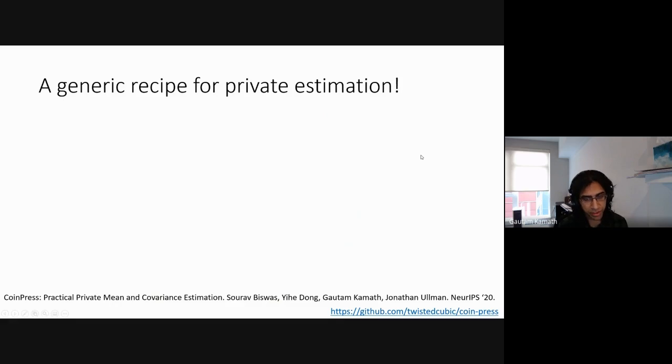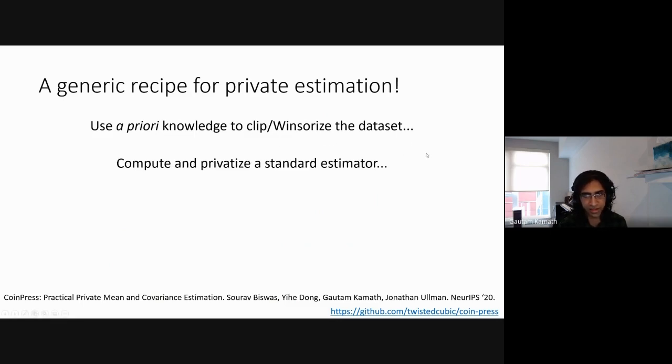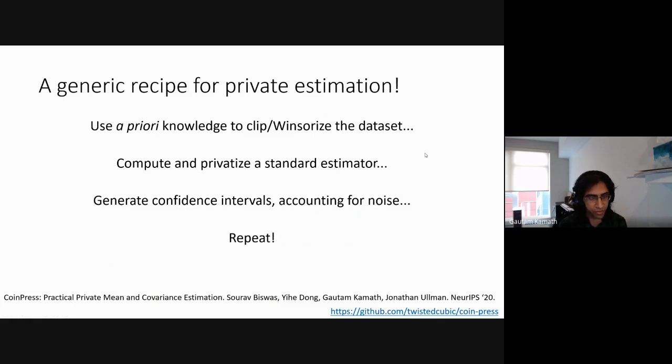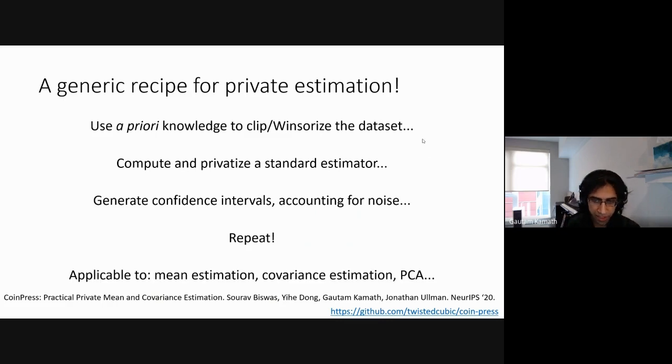So I'll conclude here with one slide, telling you we provided a generic recipe for private estimation. Just clip your data set, compute and privatize the standard estimator. Then you generate confidence intervals accounting for this noise and repeat. I've told you just three places it's applicable today: mean estimation, covariance estimation, and PCA, but it's sure to be applicable in other settings as well, some of which we're investigating right now. The code is all online. If you want to play with any of it, I'm happy to answer any questions now or later. Thanks.